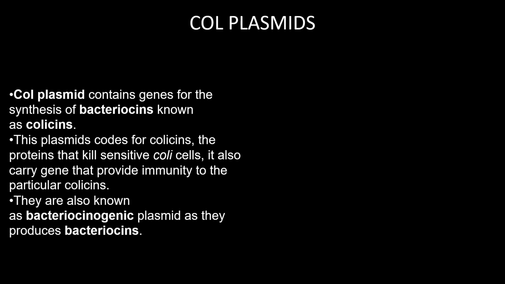Col plasmids contain genes for the synthesis of bacteriocin known as colicin. These plasmids code for colicins, the proteins that kill sensitive E. coli cells. It also carries genes that provide immunity to the colicin.